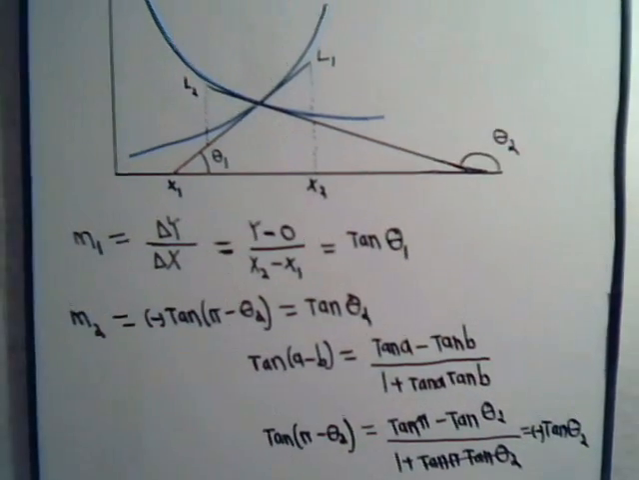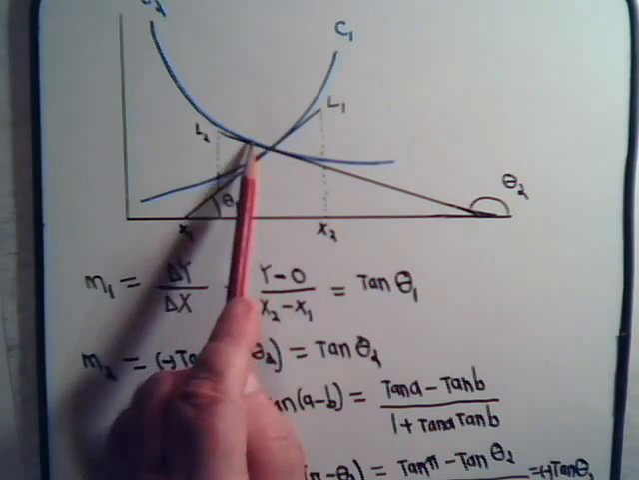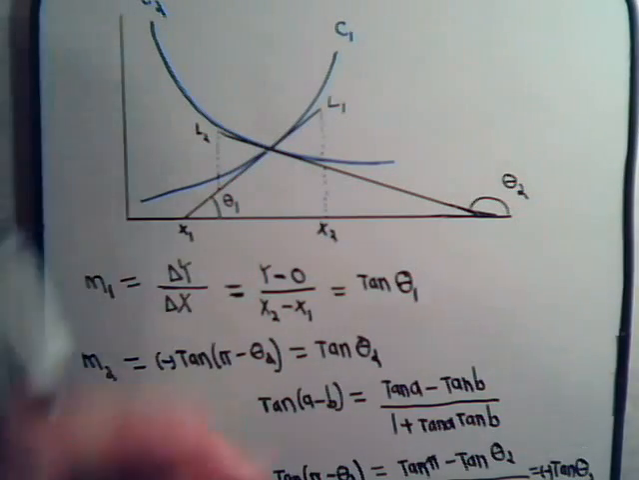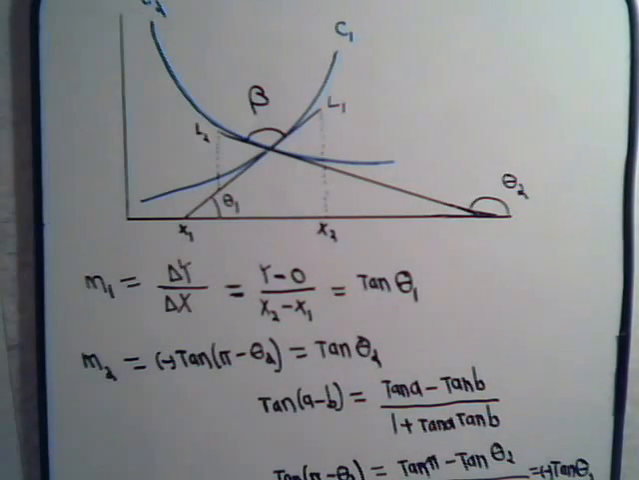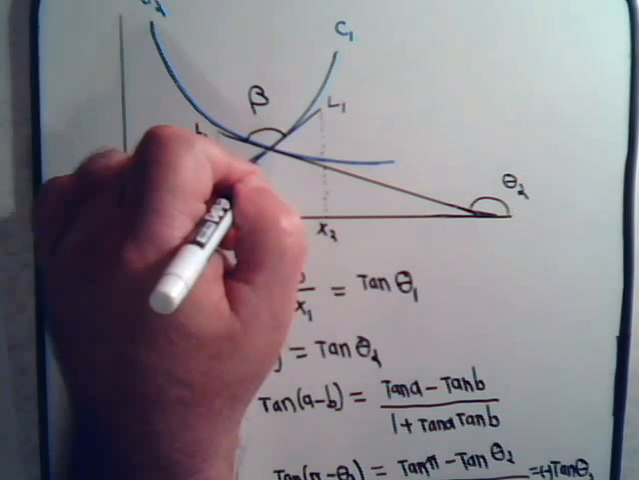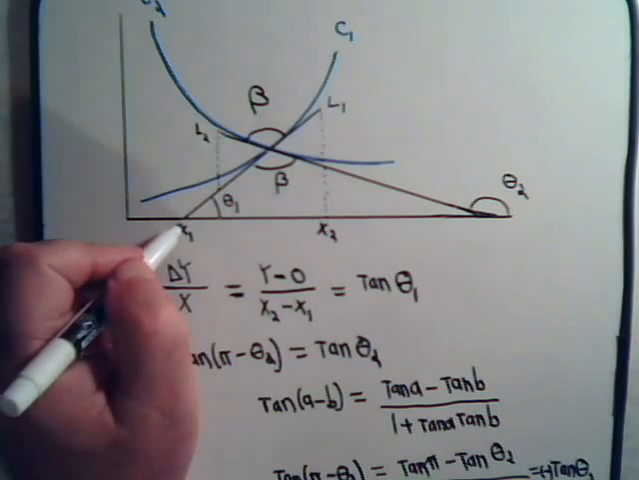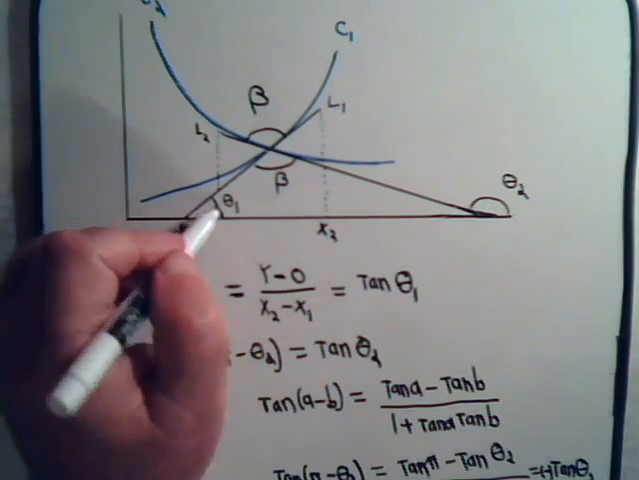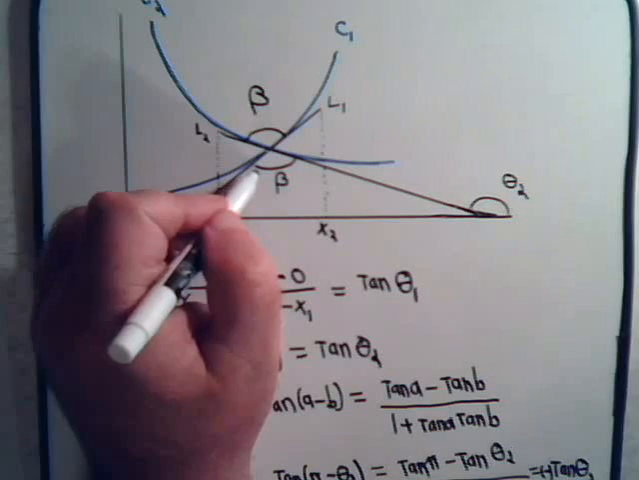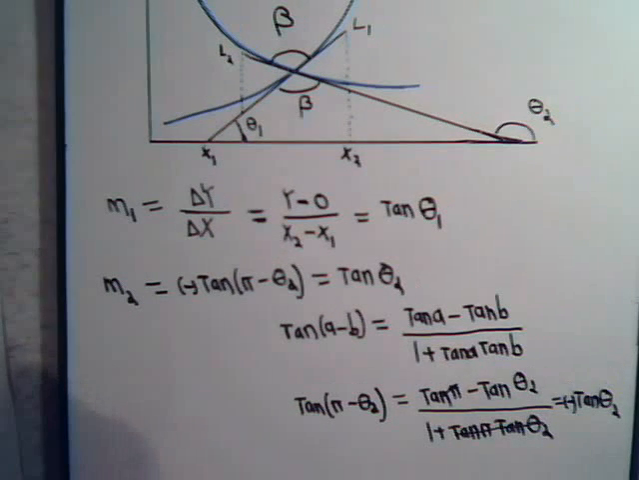Now what we're interested in, though, is the angle between the two curves, or between these two tangent line segments, and we'll call this angle, let's call it beta. And that means that this angle right here is also beta. So we have this triangle here, here, here. This is angle theta 1. This is angle beta, the angle between the curves, and that's pi minus theta 2. So we have theta 1 plus beta.